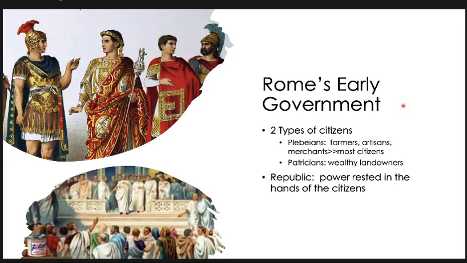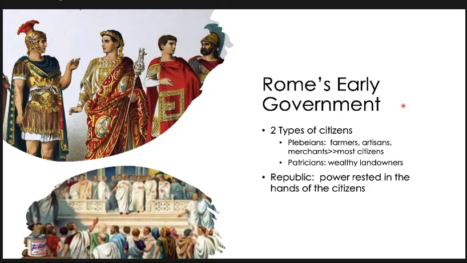So they did have an economic aspect to their citizenry. Whereas Bill Gates, one of the richest guys in the world, he's just as much a citizen of the United States as I am. I'm just a lowly, underpaid school teacher. Okay? So plebeians and patricians, those are your two types of citizens that existed in ancient Rome.